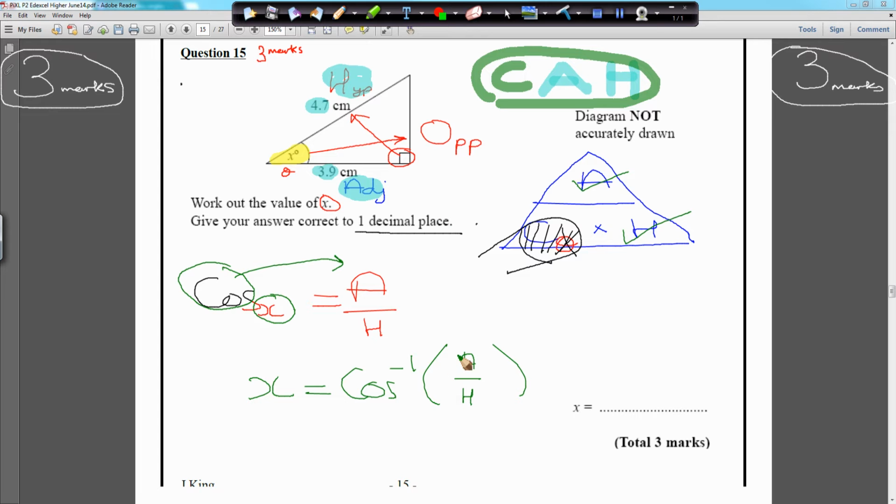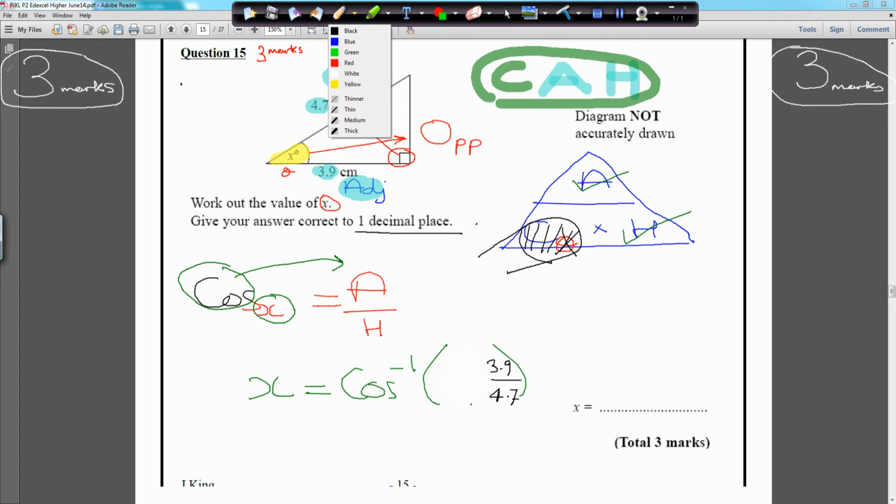What I'm going to do now, rather than write these again here, I'm going to write on top of here. So what's my A value? My A value is 3.9. Let's go back to black pen. So my A value is equal to 3.9. My H value is over here, which is equal to 4.7. Let's quickly get rid of this now. We don't need this anymore. Okay, so this is what it looks like at the moment. x equals cos to the minus 1 of all of this.